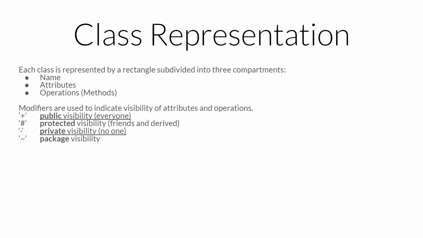The public modifier makes a class, method, or field accessible from any other class in any package. Private: the private modifier makes a method or field accessible only within the same class. And protected: the protected modifier makes a method or field accessible within the same class or any subclass. And we use plus for public visibility, hash for protected, minus for private, and tilde for package visibility.